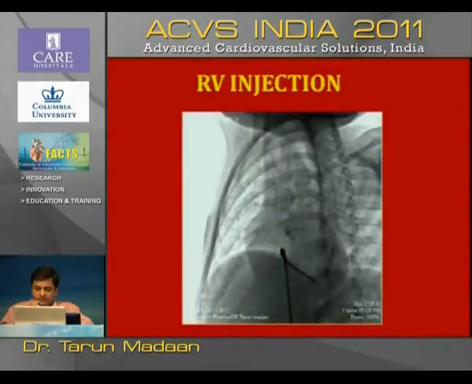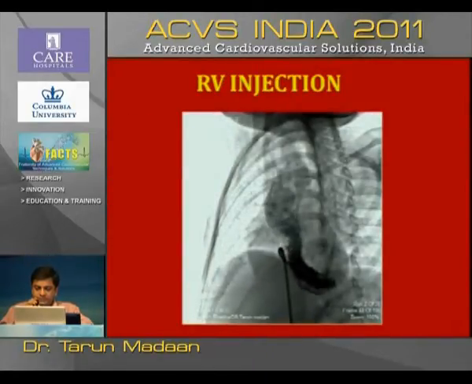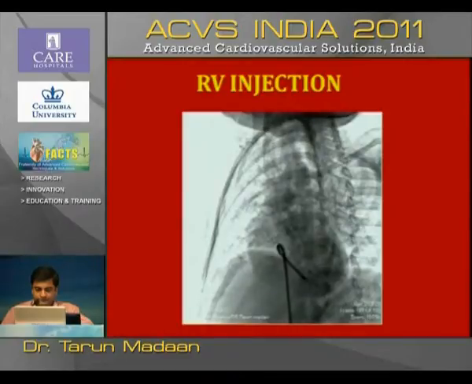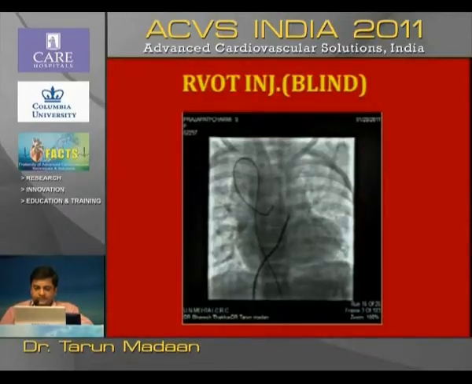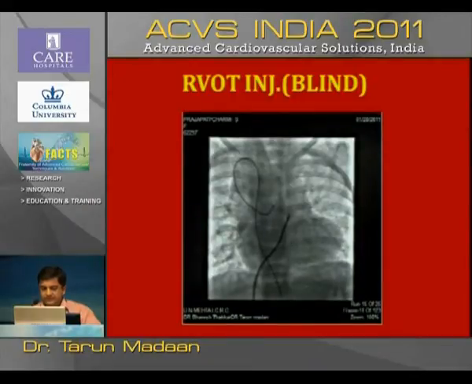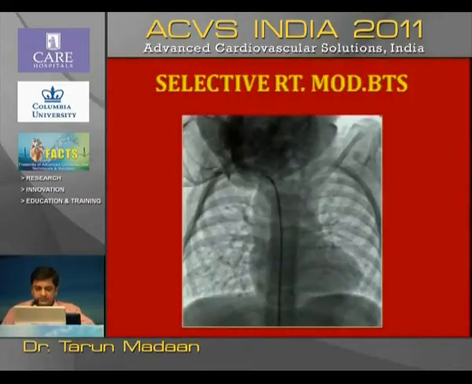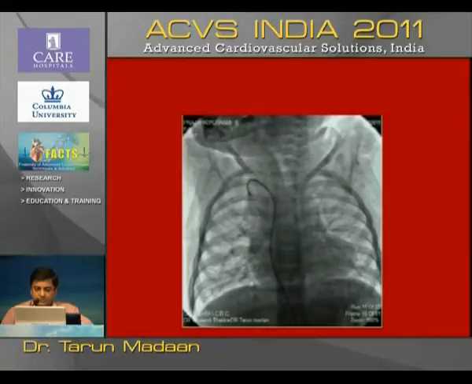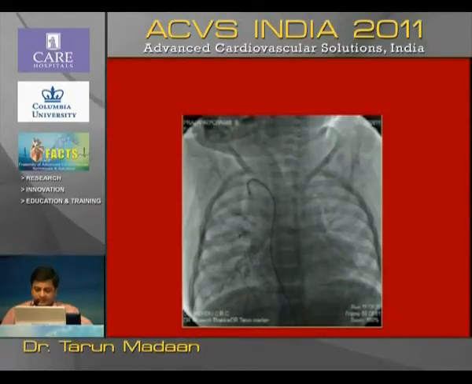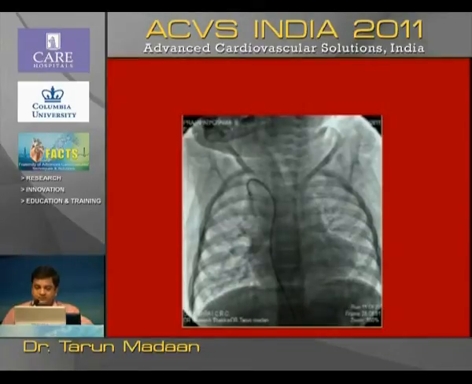This is the first angiogram of the right ventricle, which shows a blind RVOT from which only the ascending aorta is filled and nothing else is visualized. This was a selective right BT shunt. The first catheter is in the right BT shunt. The second catheter shows a blind right ventricular outflow tract. This angiogram shows a well-functioning right modified BT shunt with filling of right pulmonary artery. And as we can see, the left pulmonary artery is not visualized.